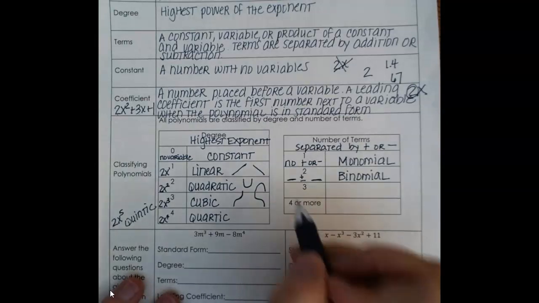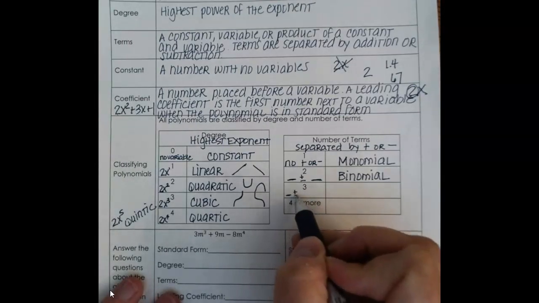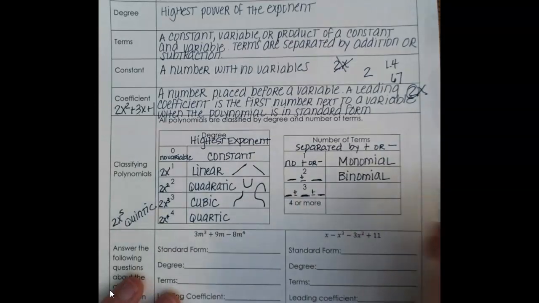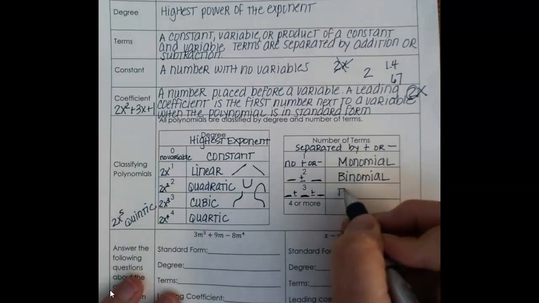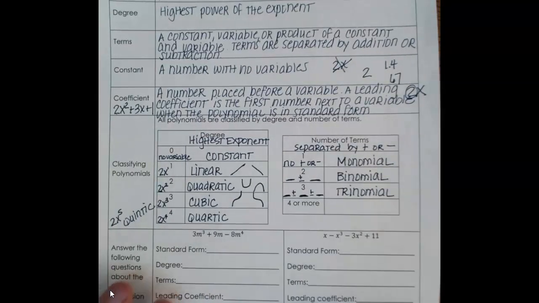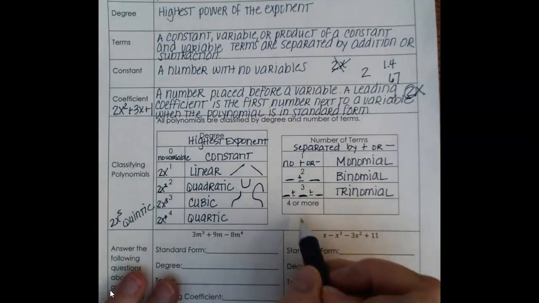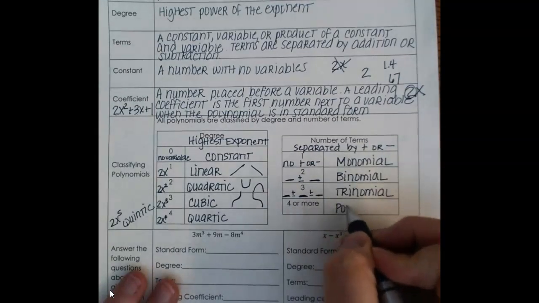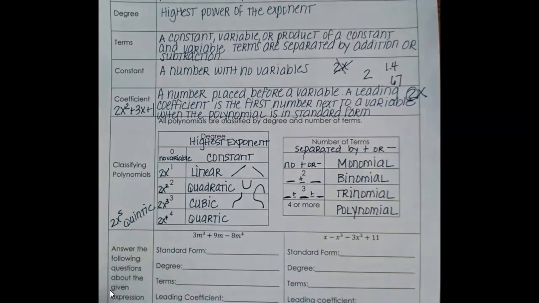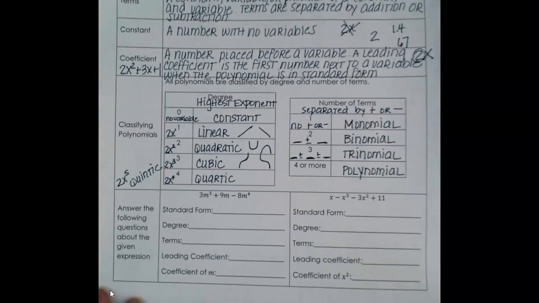If you have three terms, so we have a term plus or minus another term plus or minus a third term, you have three things going on. The prefix for three is tri, so that's going to be a trinomial. We could go on and on and on naming our polynomials by the numbers of terms, but for the purposes of Algebra 1, we're going to say anything that is 4 or more, we're just going to generally call it a polynomial. Okay? So let's try a couple of these and see.